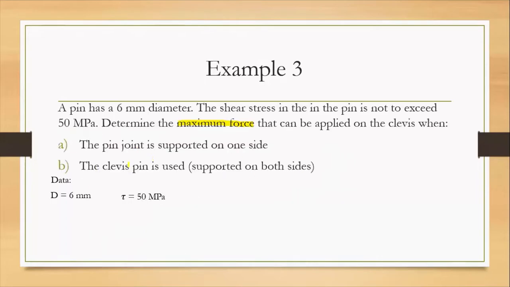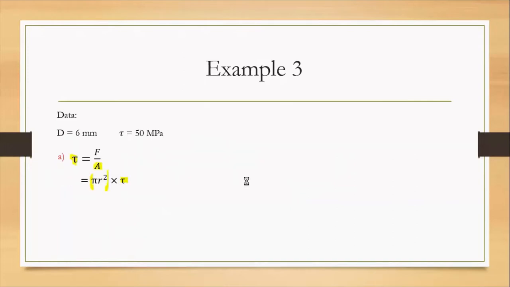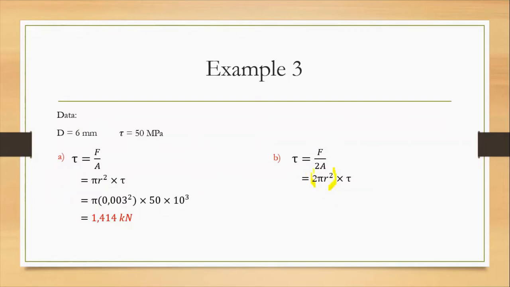Calculate the maximum force on the clevis pin. If the clevis pin is used and supported on both sides, it is now going to be a double what? A double shear, where the shear stress is F over 2A. So remember, this is my area there, and then this is shear.